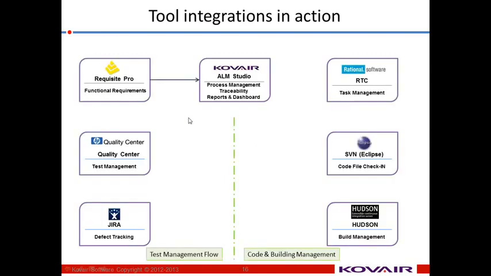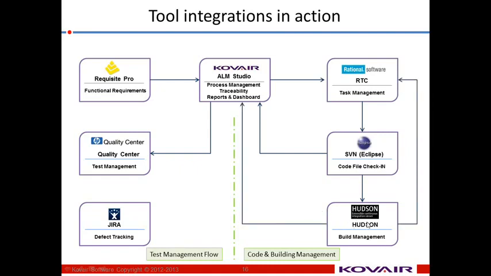It will be something like this: the Requisite Pro requirements will be added. They will flow to Kovair. From there, they will be replicated into RTC as a task and also into Quality Center as a test lab. Then the code will be checked into SVN, and that will be related to the RTC task. When the code is checked in, a build will be fired in Hudson, and this build will again give the feedback to RTC and Kovair that the build was successful.